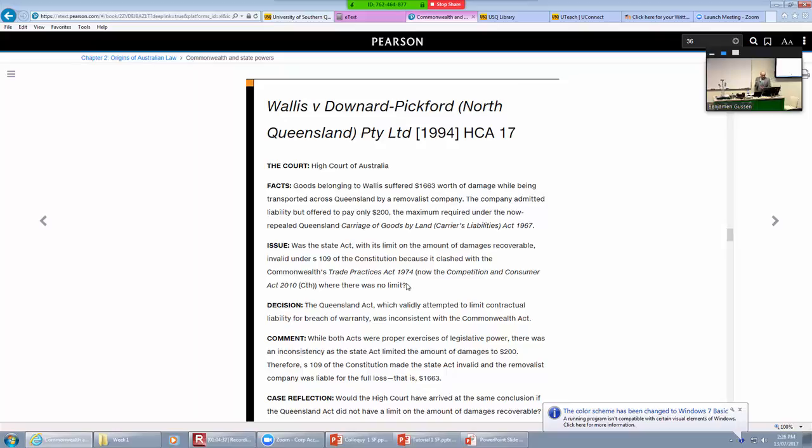Okay. The decision was the Queensland Act, which validly attempted to limit contractual liability for breach of warranty, was inconsistent with the Commonwealth Act. What does that mean? If it's inconsistent, under Section 109, the act that trumps is the Commonwealth Act, which means what? There's no limit to compensation, which means what? You have to pay me the 1663.